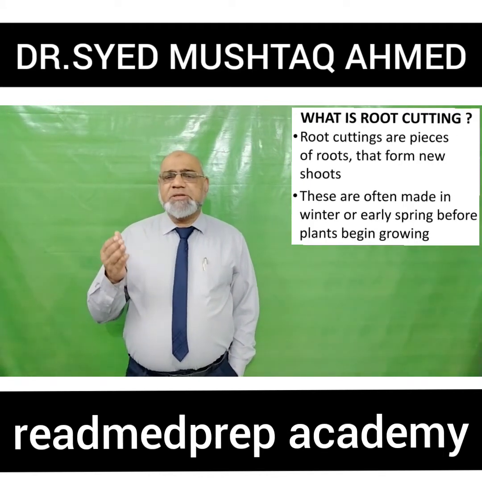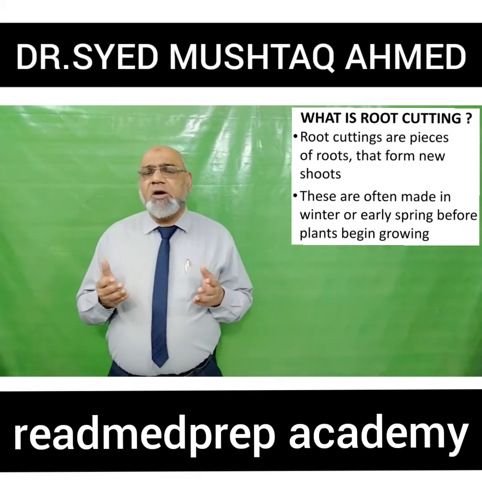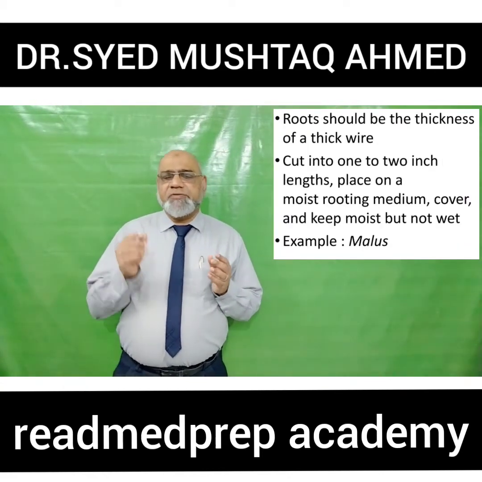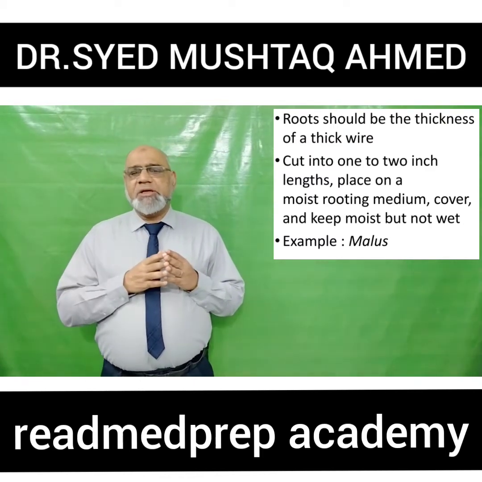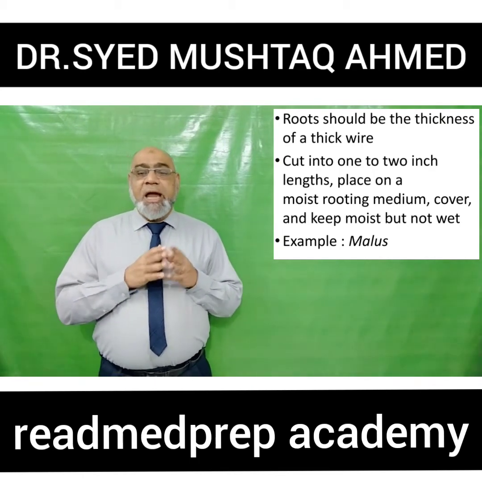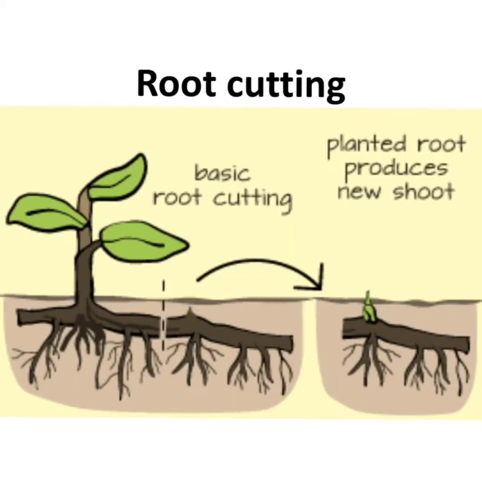Root cuttings are pieces of roots that form new shoots. These are often made in winter or early spring before plants begin growing. Roots should be the thickness of a thick wire. They are cut in 1 to 2 inch lengths and placed on a moist rooting medium. Cover and keep moist, but they should not be made wet. Example, mulberry. Here you can see the cutting method of root. A root is cut and is placed in another medium where a new shoot grows and forms a new plant.